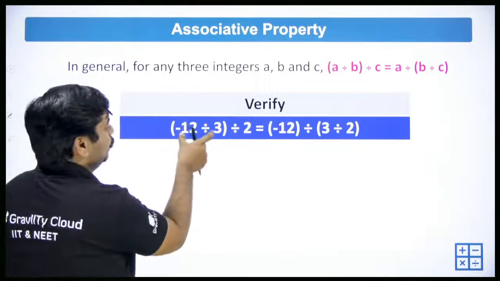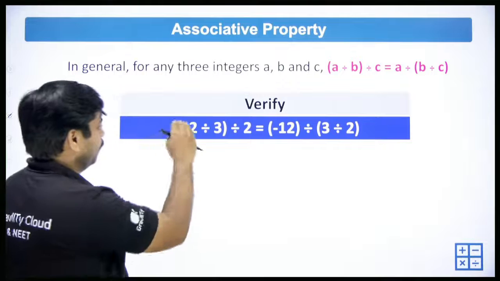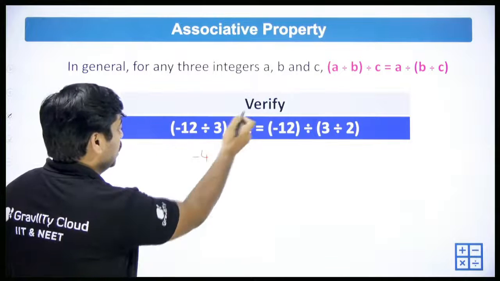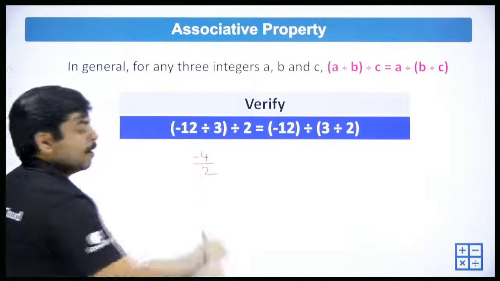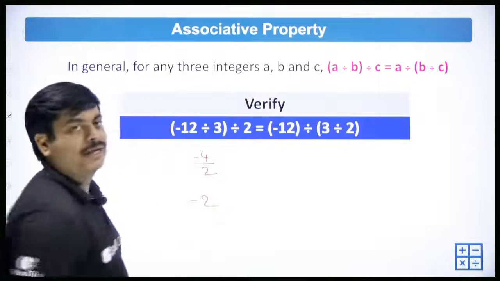So let me take a small question. Minus 12 divided by 3. 12 by 3 is 4, correct? So minus 4, divided by 2. Minus 4 divided by 2 will give you minus 2 as the answer. Let us check.